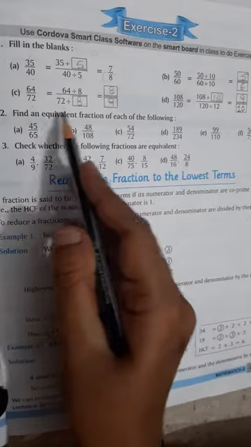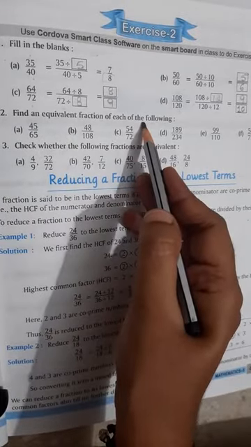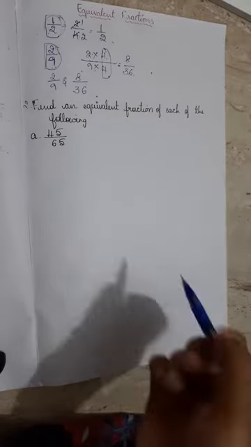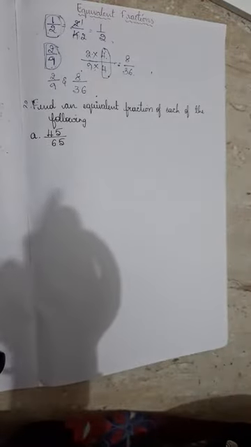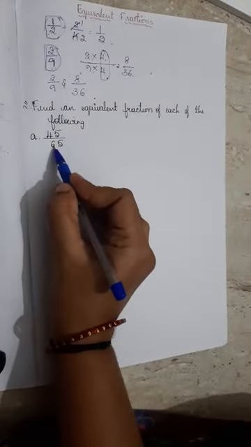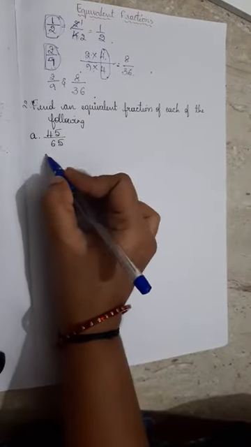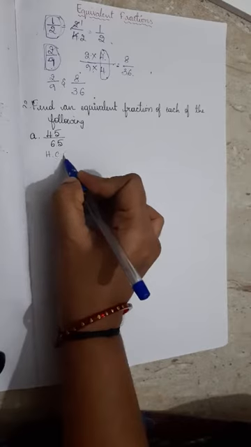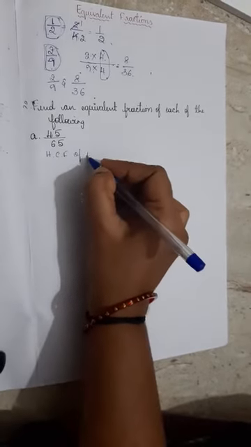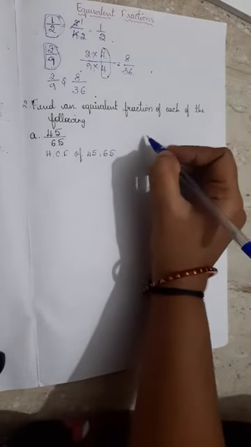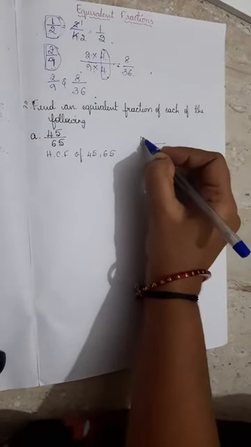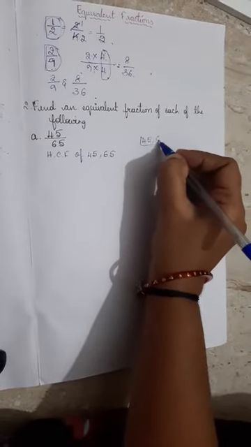Next, find an equivalent fraction of each of the following. There are two methods actually to find equivalent fractions. The one according to the procedure you have is to take these two numbers, 45 and 65, and find the HCF of 45 and 65. Right, you know how to find the HCF; you have already learned.